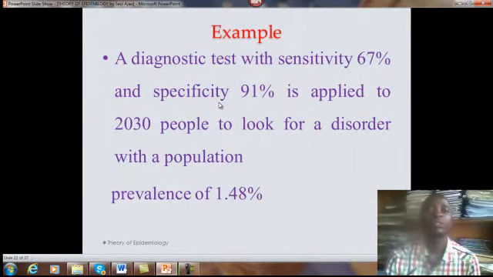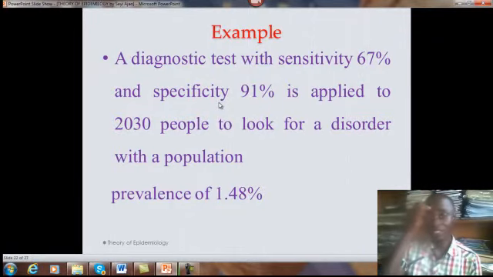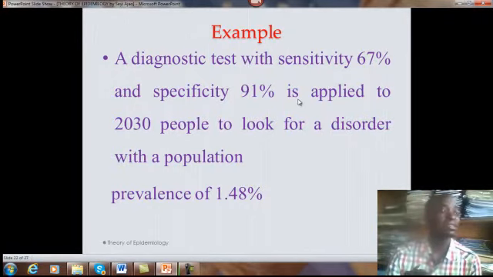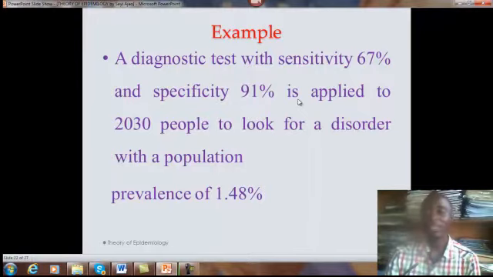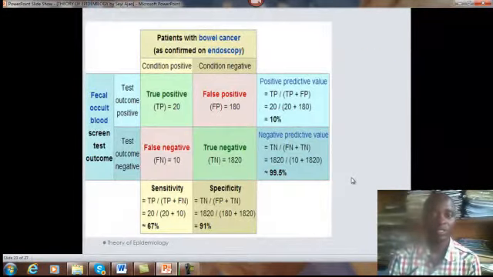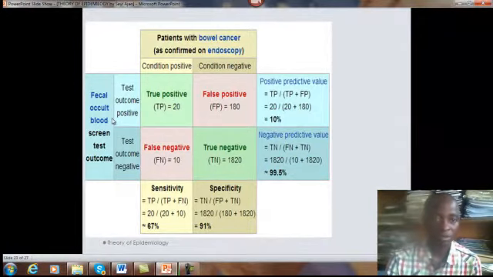For example, a diagnosis test with sensitivity of 67% and specificity of 91% is applied to 2030 patients. Now, this diagnosis test has already been tested, and these values are confirmed in that particular situation. So this is a particular example: a screening test done at home.